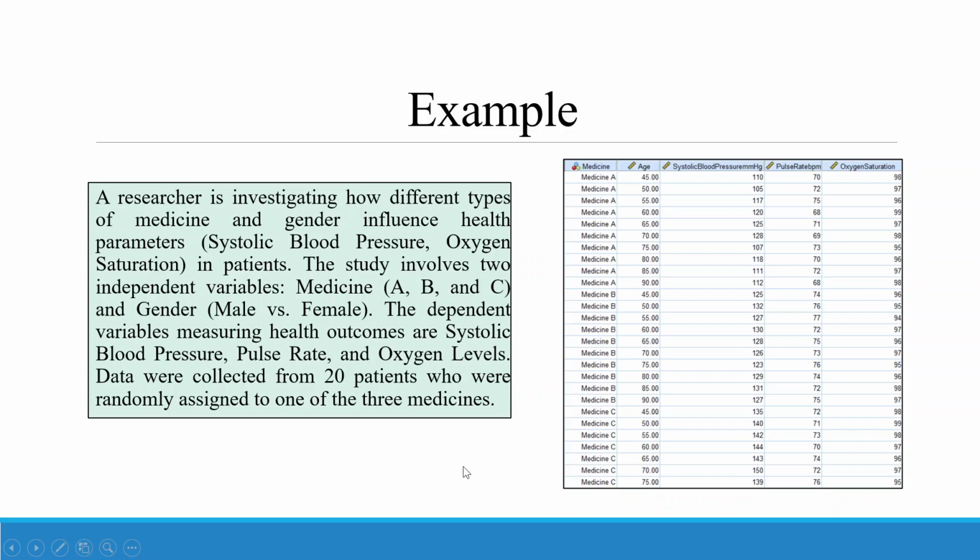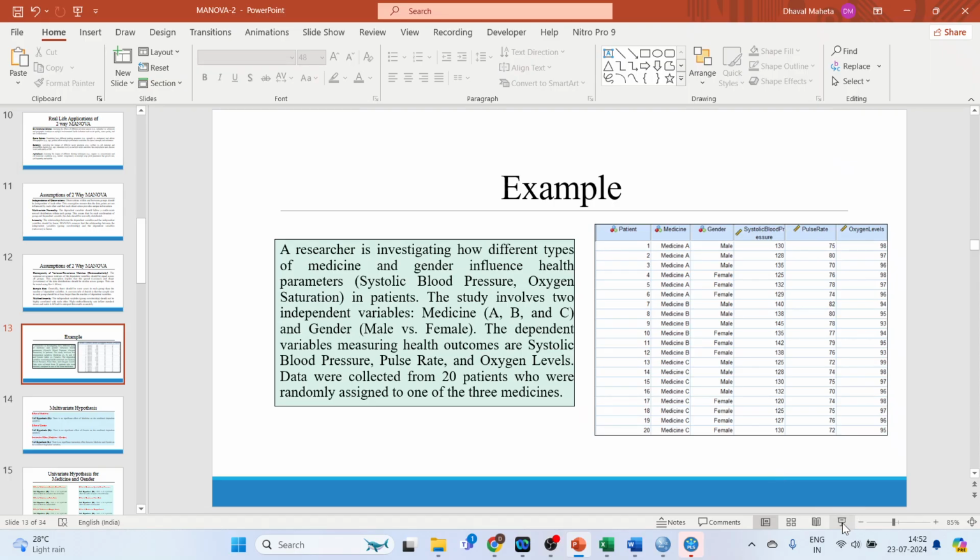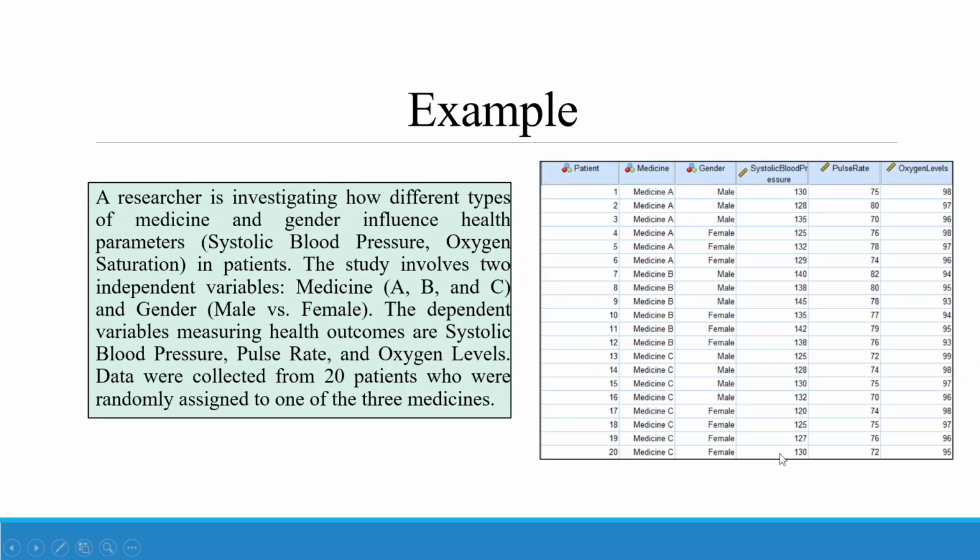Now let's take one case study. A researcher is investigating how different types of medicine and gender influence health parameters. So independent variables are medicine and gender. You can see here medicine, gender, systolic blood pressure, pulse rate, oxygen levels. The study involves two independent variables, medicine and gender. The dependent variables measuring health outcomes are systolic blood pressure, pulse rate, and oxygen levels. Data were collected from 20 patients who were randomly assigned to one of the three medicines.